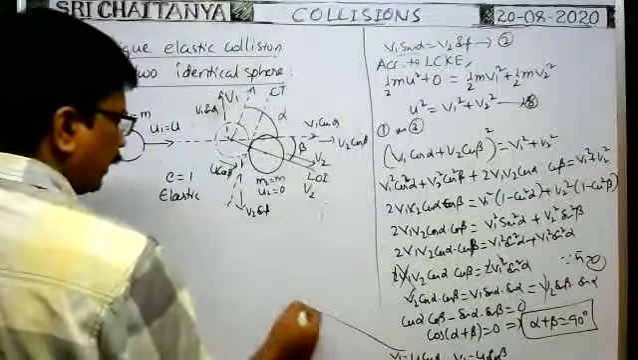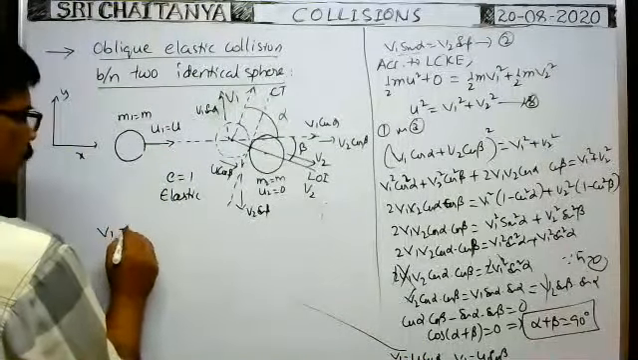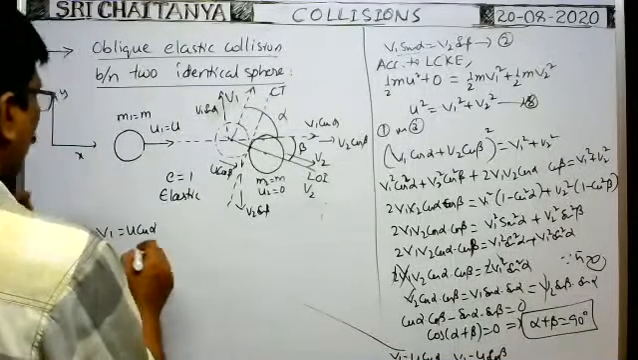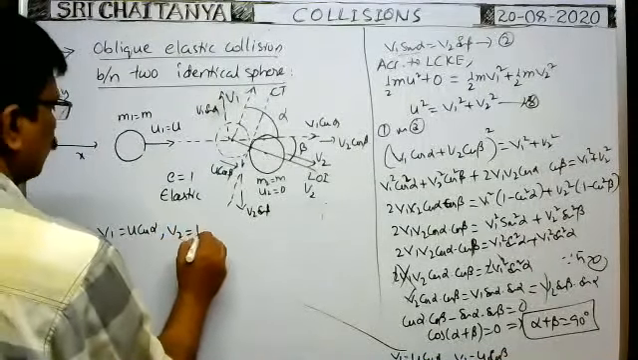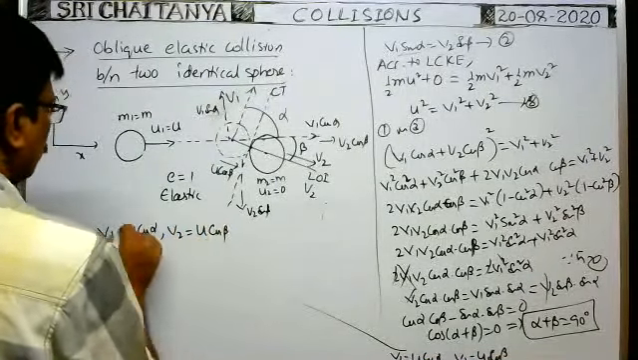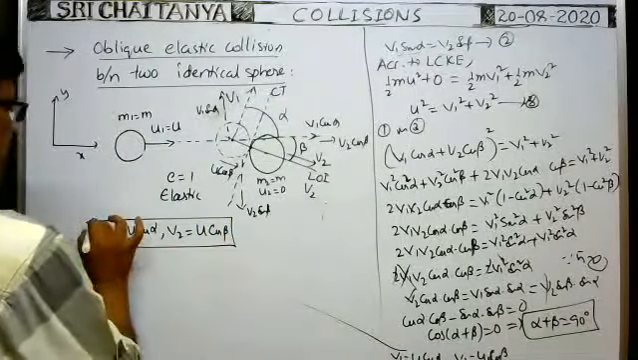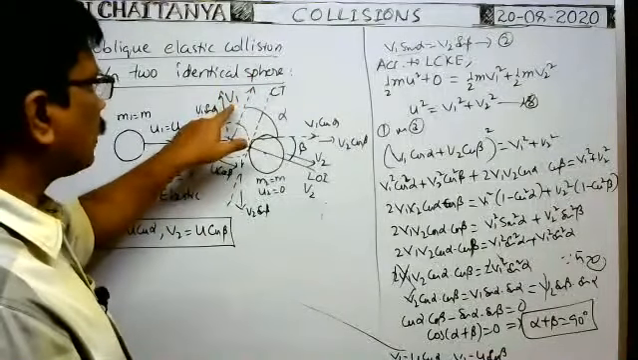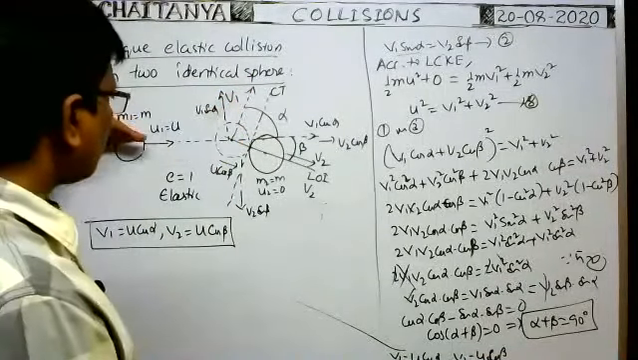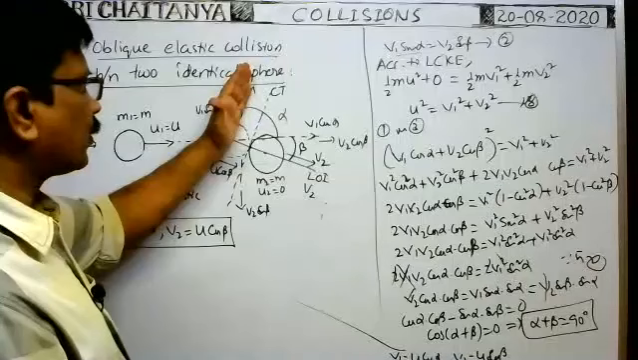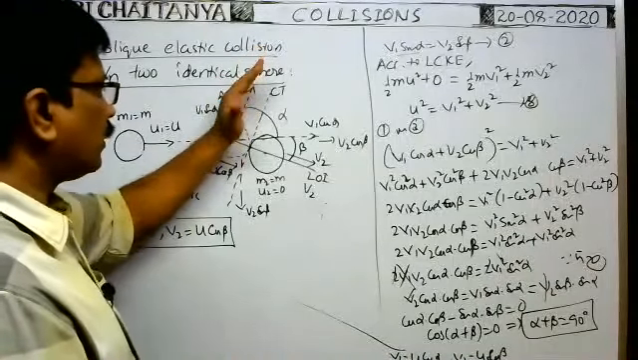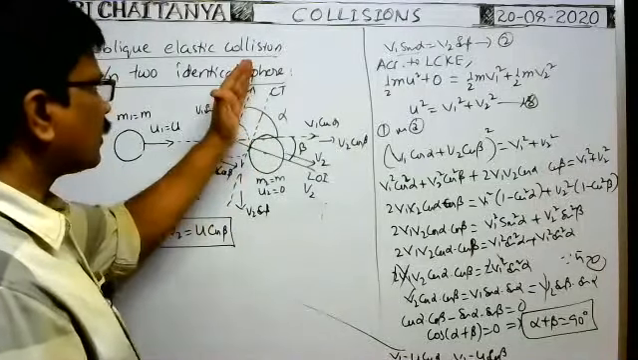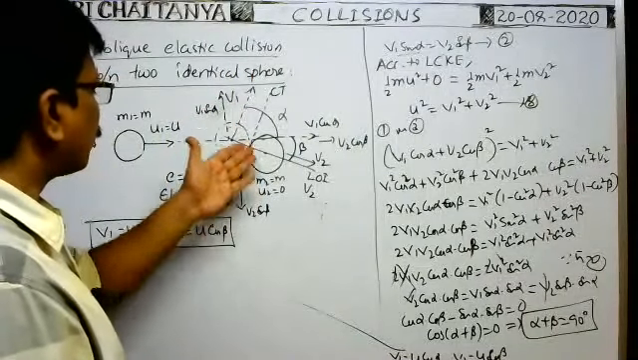I will write this one here. v1 is equal to u cos alpha, you will get, and v2 is equal to u cos beta, you will get. After collision along this direction, the component of this velocity only lies along this direction, because along the tangential direction no force acts on them, even friction is not there. That's why along this direction there is no change in the velocity even after collision.